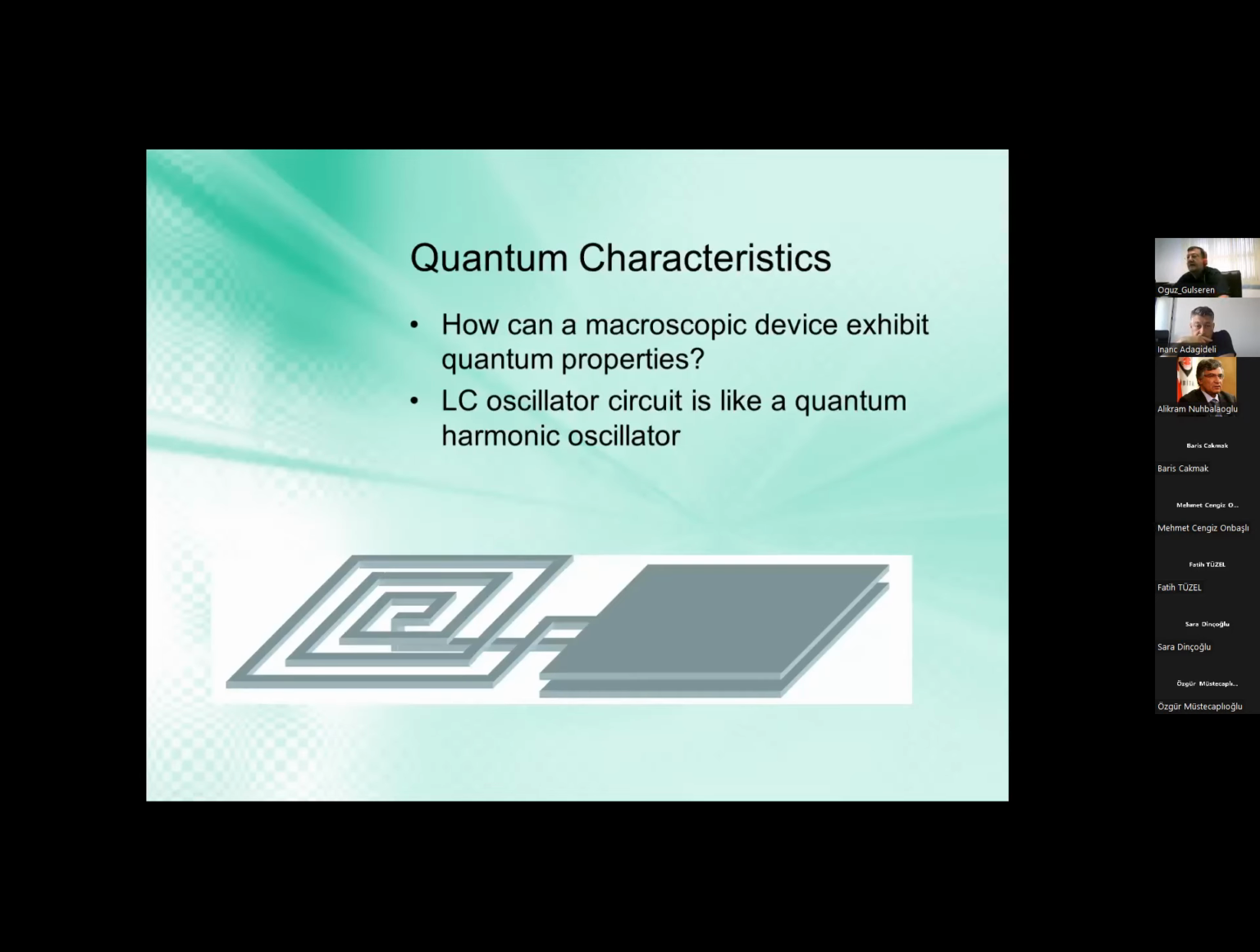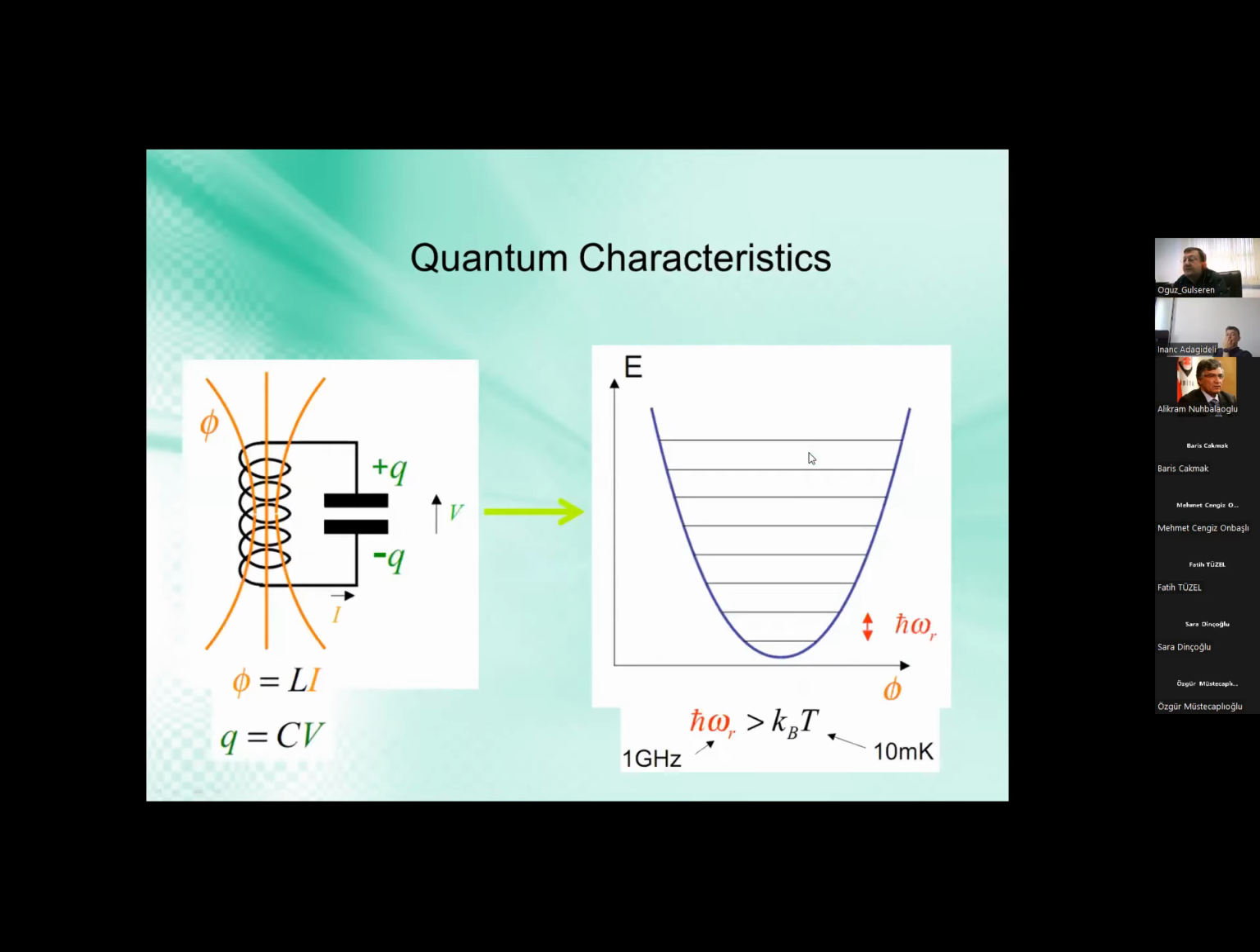Maybe let me give at least the basic idea here. We are looking at the quantum. We need a two-level quantum system. So the original idea is simply like this. Just assume a circuit. You have an inductor and a capacitor. This LC oscillator circuit, we study even in simple general physics courses. If you look at the quantum version, it behaves like a quantum harmonic oscillator.